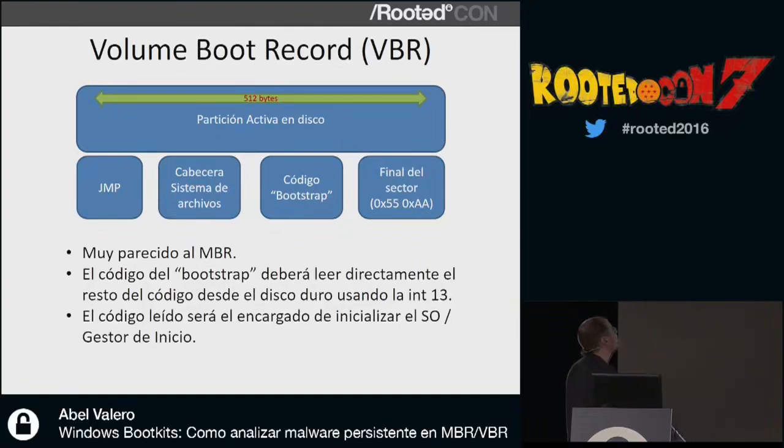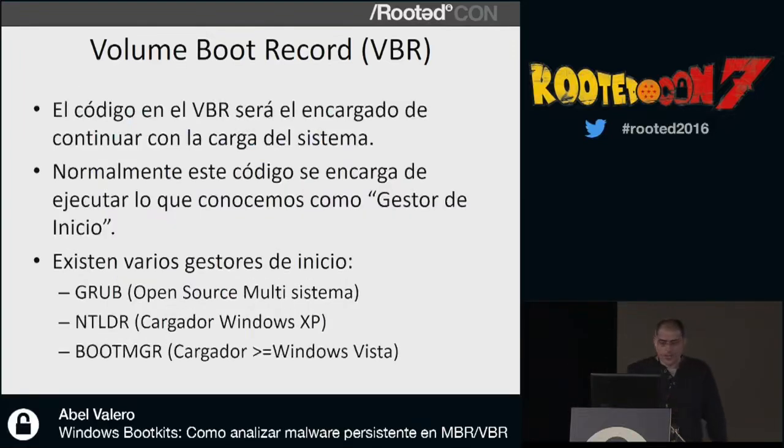Volume boot record. It has a jump to code, and there is some file system header. Here is information regarding the Windows partition. If it's an NTFS partition, it houses information regarding the partition sector. FAT, and so on. I'm speaking very quickly. The volume boot record code, the VBR, will be initializing the whole system. This VBR can differ among different systems.